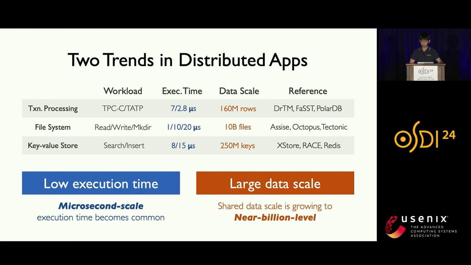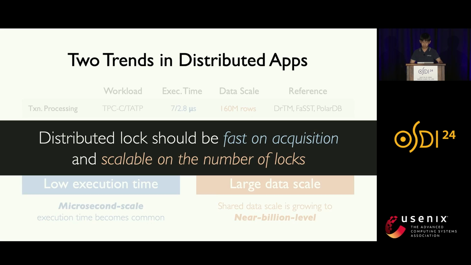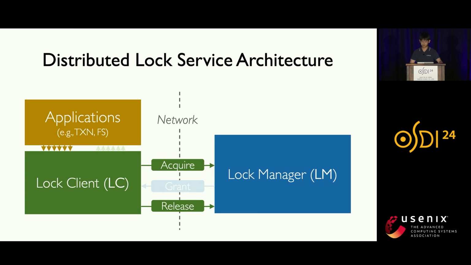Recently, we observed two trends in the evolution of distributed in-memory applications, which introduce new requirements to distributed log services. Firstly, the execution time is decreasing to microsecond scale, which renders the latency of log acquisition significant in the end-to-end latency of distributed applications. Secondly, the scale of shared data is growing to near billion level, which requires a large number of logs for protection of this data. To conclude, modern distributed logs should be fast on acquisition and scalable on the number of logs.